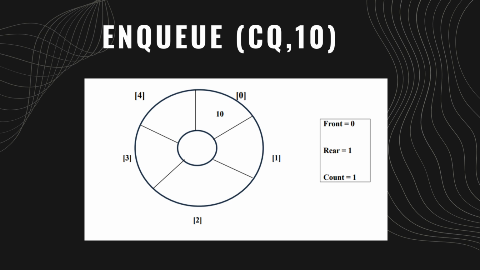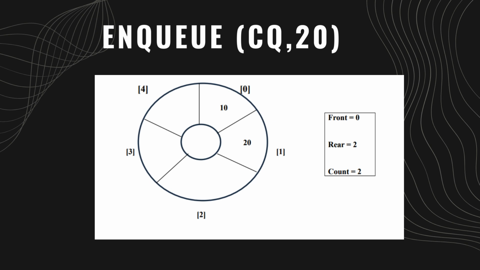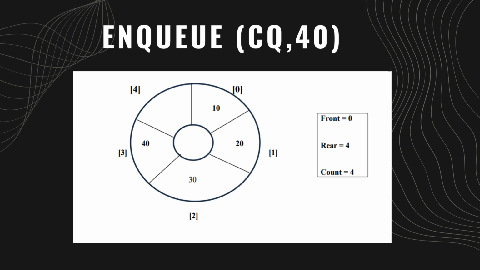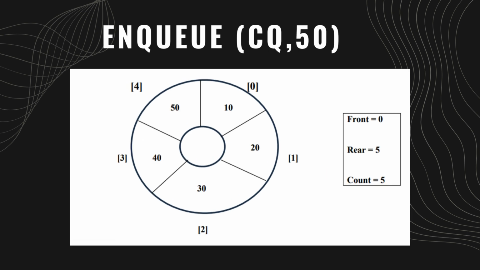NQ10. So if we NQ10, which is insert 10 in the circular, the count and rear would change to 1, front would remain 0. Okay. They asked to NQ20, insert 20, rear and count would change to 2. Okay, same NQ30, insert another value which is 30, front would remain 0, rear and count would change to 3. NQ40, they have inserted 40 and rear count would change to 4, front would be 0. NQ50, same, insert 50 and rear count would be 5.